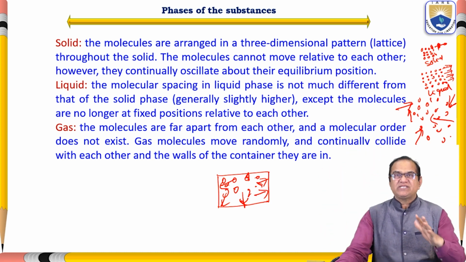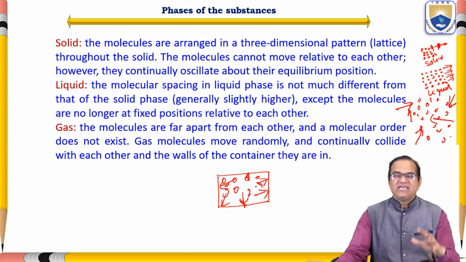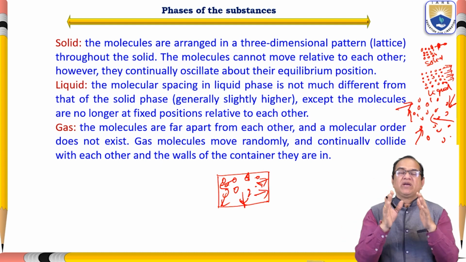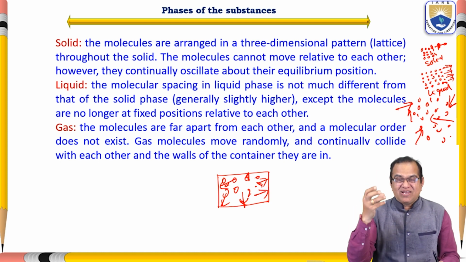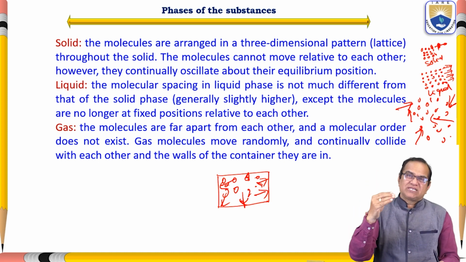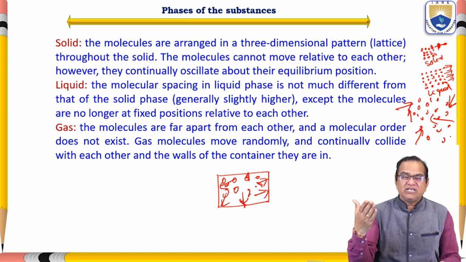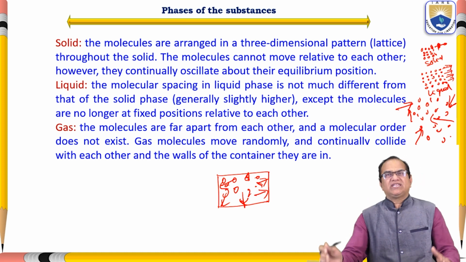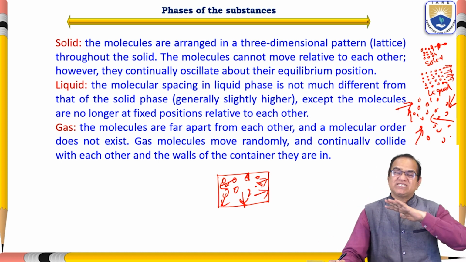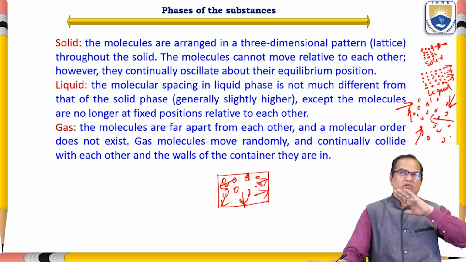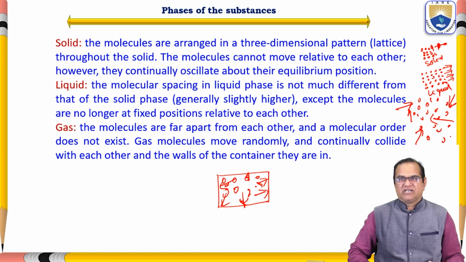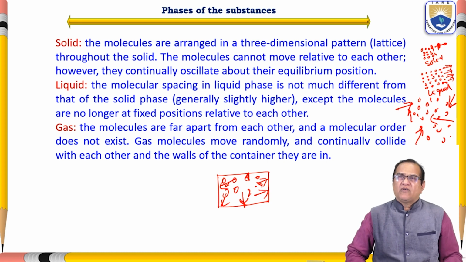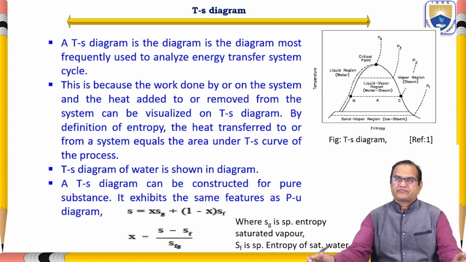So that is the difference between the solid, liquid and gas, especially the molecular distance between the molecules. For the solid it is very, very less. For liquid it is slightly more than the solid, but for the gas it is much, much more than the liquid and the solid. So it is haphazard. The molecules will move, they will hit the wall wherever the gas is present. So that is the phases of the substance.